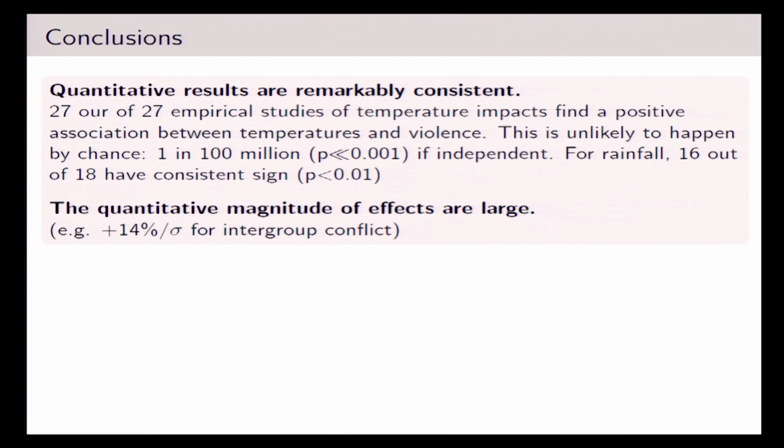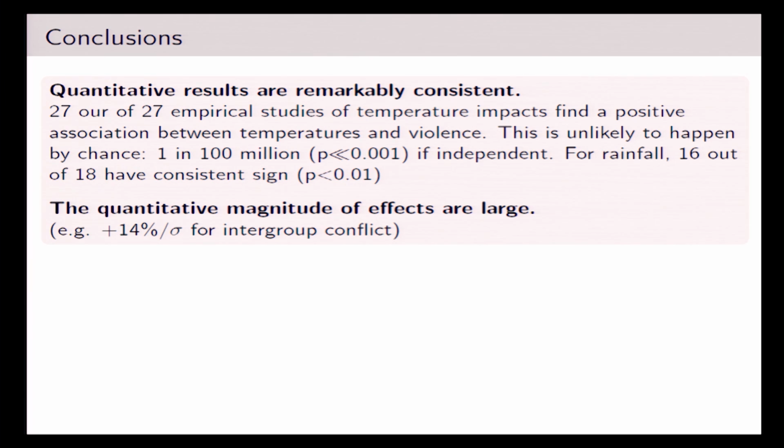So our main conclusion is that to date, there's been an explosion of empirical research, and it is remarkably consistent. For example, there are 27 modern empirical studies looking at just the effects of temperature. And of all those 27 studies, all 27 of them suggest that there's a positive association. So higher temperatures lead to more conflict.